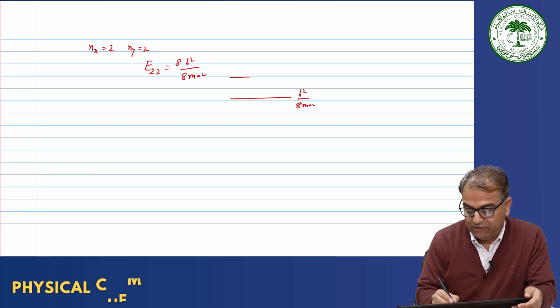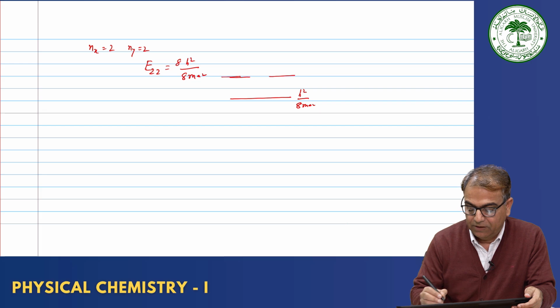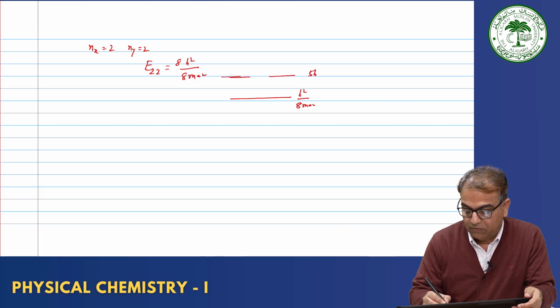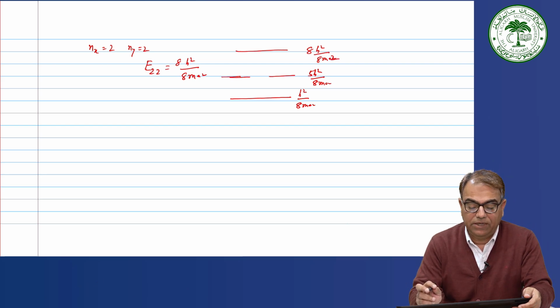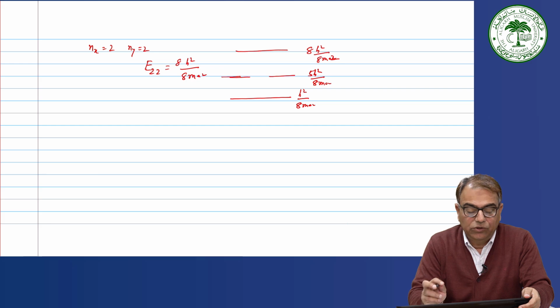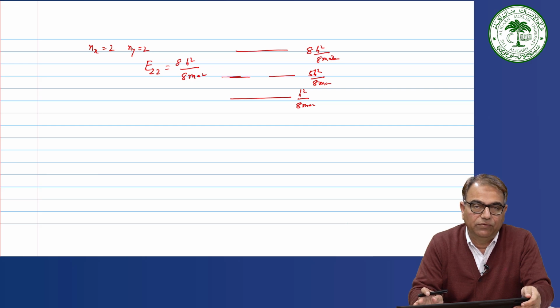Then you have two energy levels of the same energy, that is 5h square divided by 8ma square. Then again you have a single energy level of 8h square divided by 8ma square, and so on. You can keep on doing this. So, this is for a square shaped 2-dimensional surface on which the particle is free to move, and it's a symmetrical surface, all sides of the square are the same.